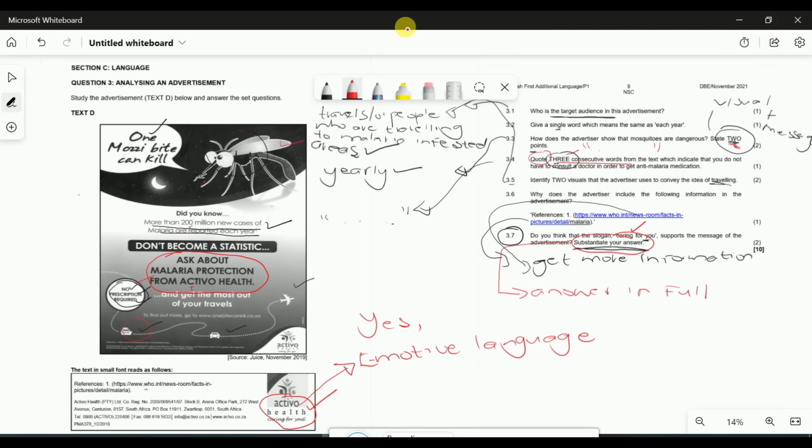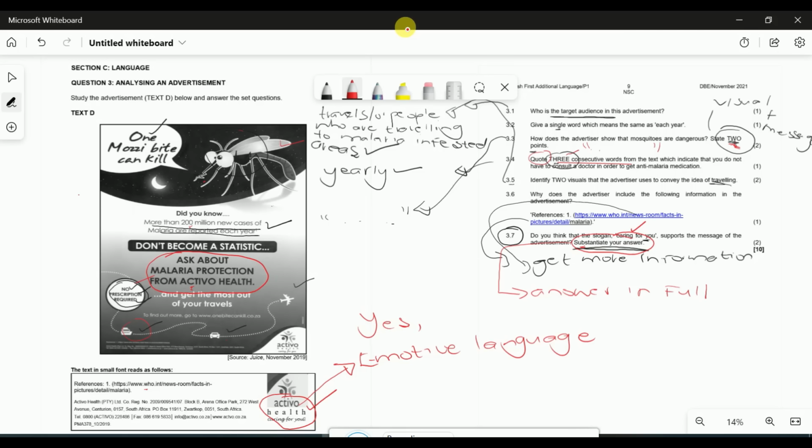Where did I get all these ideas to construct this answer? From the advert itself. So whenever you are asked to substantiate, don't rob yourself. Go all out and be in a position to tell us whether the advertiser used emotive language or persuasive language. However, don't just say the advertiser has used persuasive language and then end there. Expatiate into details. How is it emotive?